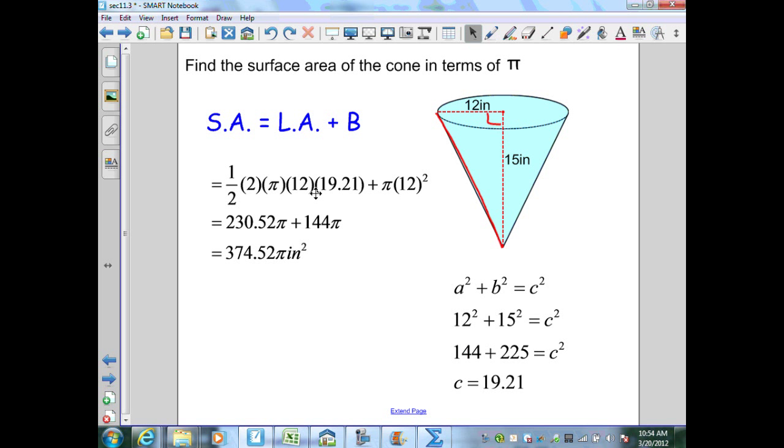Substituting the values into my calculator, not pi because I'm solving in terms of pi, I'm going to get 230.52 pi and 144 pi. Combining like terms gives me 374.52 pi inches squared for my surface area of the cone.